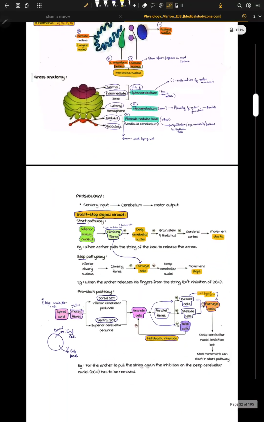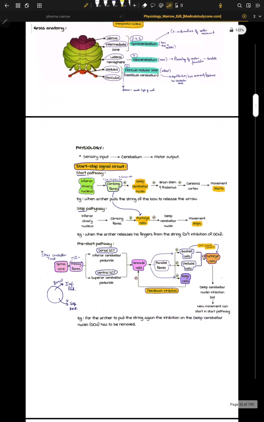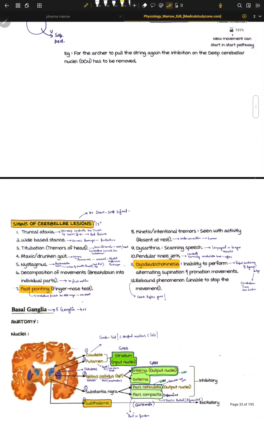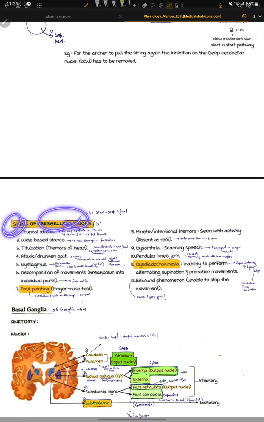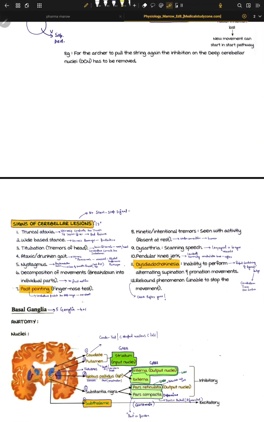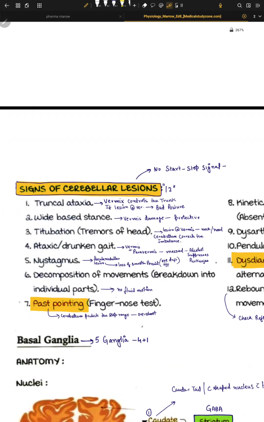I hope you really understand this because it's really, really simple. Okay, what are the signs of cerebellar lesions? Well, the first sign is truncal ataxia. Truncal ataxia means the vermis controls the trunk.